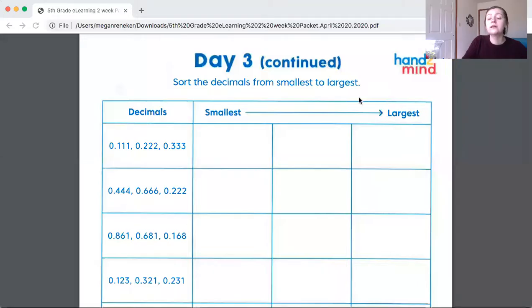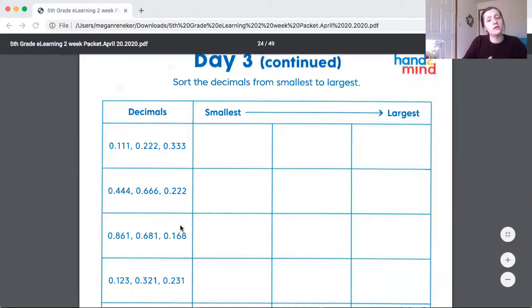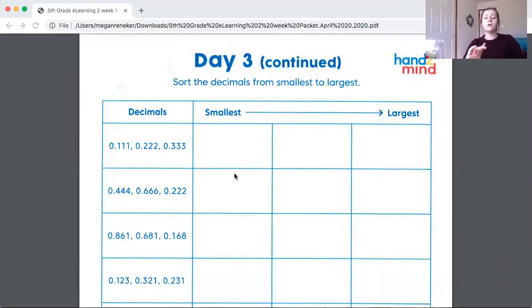Okay, so go ahead and flip your packets open to week 3, day 3, continued. The reason that I start on day 3 continued is because I feel once you figure out how to do them on these 3 decimals, you'll be able to do the first page even easier. Okay, so the first problem that we're going to look at is this one right here, and it gives us the decimals 111 thousandths, 222 thousandths, and 333 thousandths.